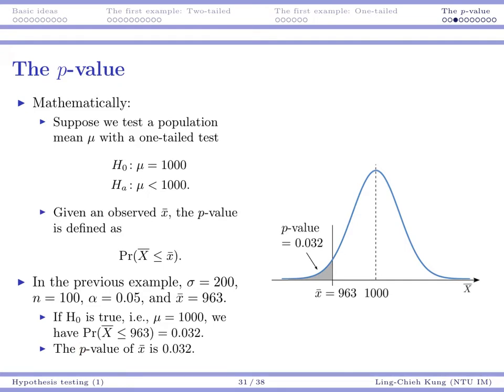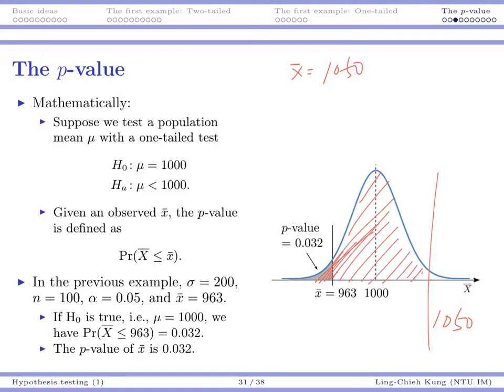As another very quick example, suppose we observe something that is, for example, 1050, then we're going to get some value that is here. Suppose this is 1050. Then its p-value would be everything that is left to it. It doesn't matter whether x bar is here or there. All that matters is our HA is talking about a left tail probability. So the p-value is a left tail probability.